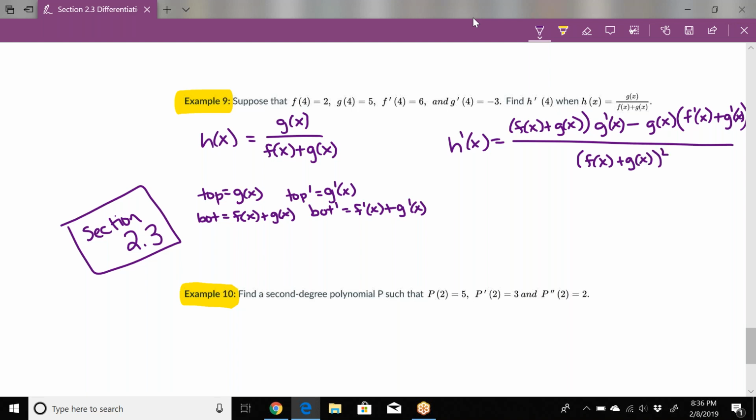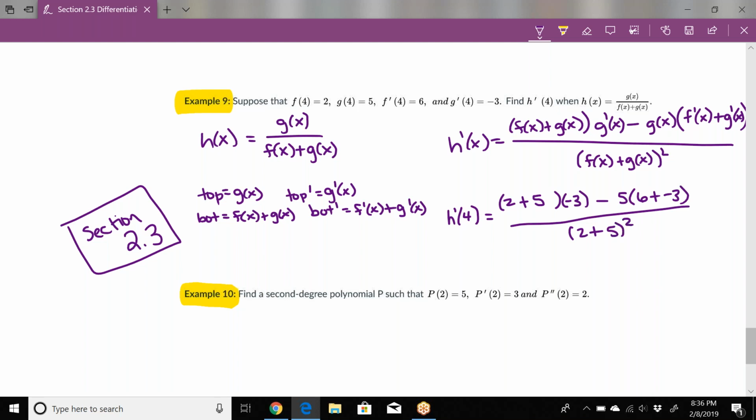Now remember, each of these is going to be just the 4 once we plug in the h prime of 4. So essentially all we're doing is looking up here and finding the values that each of those would be if they were evaluated at 4. So h prime of 4 is going to be, we'll have a parentheses, f of 4 is 2, g of 4 is 5, so 2 plus 5. G prime of 4 is negative 3, so we'll need to work that out in a second. G of 4 is 5, f prime of 4 is 6, plus g prime of 4, which is negative 3, all over f of 4, which is 2, plus g of 4, which is 5, squared.